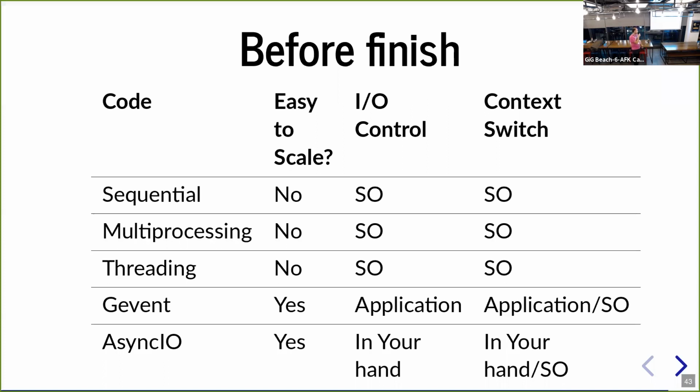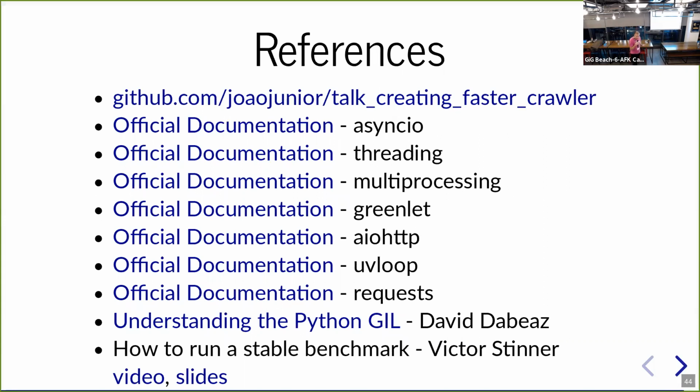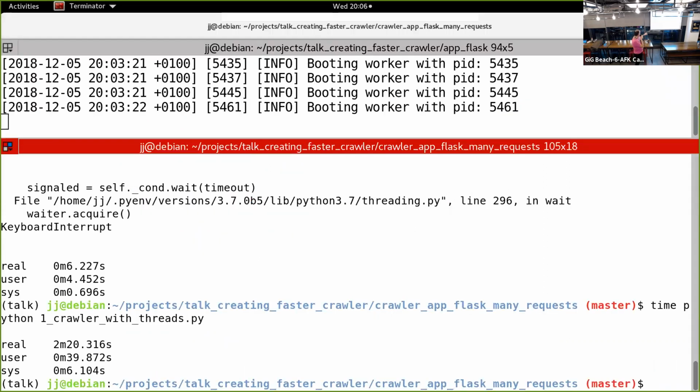Do you have the IO control in your range? Why? Because of the keyword that they say, await, and you say to the process, hey, event loop, remove my task and put another, and the context switch is in your range. I think that finished here. Yes, it's 2 minutes and 20 seconds. I will run the same here, but with the green threads, for example.